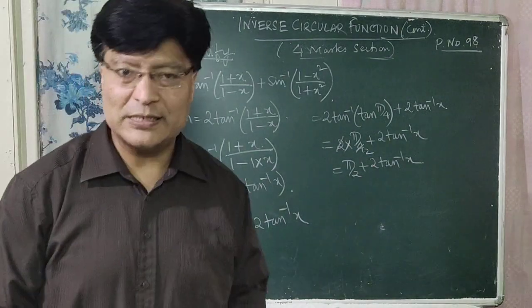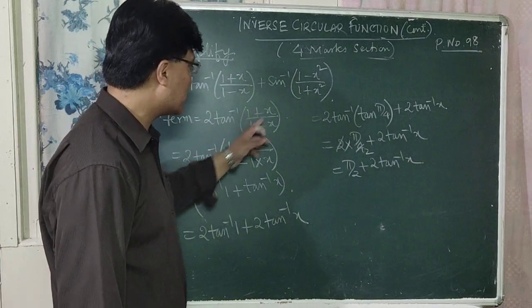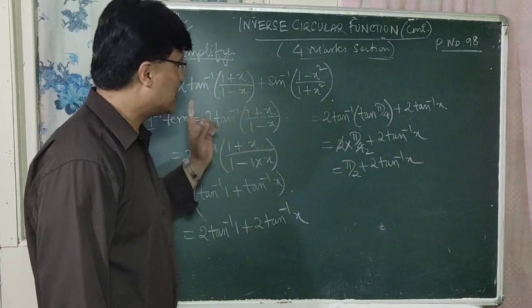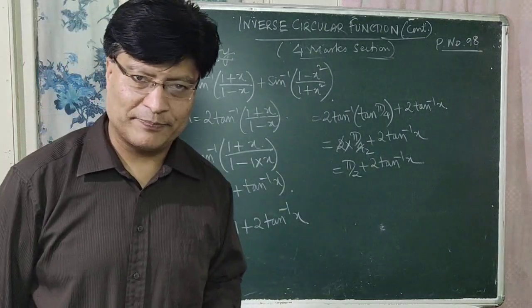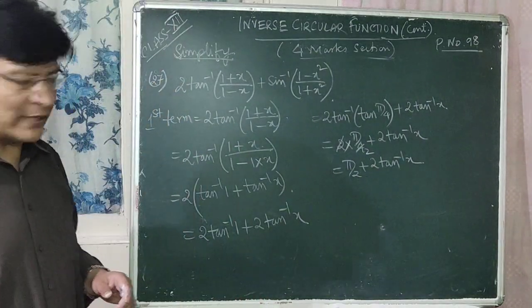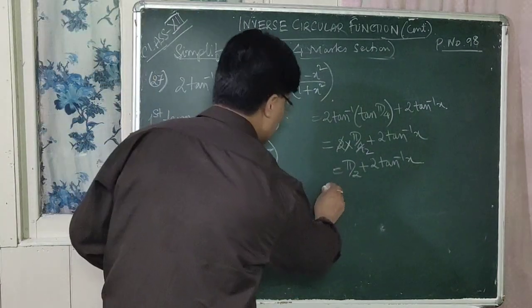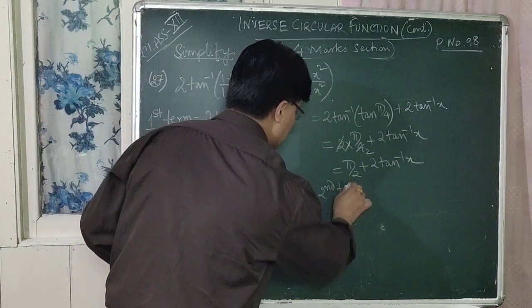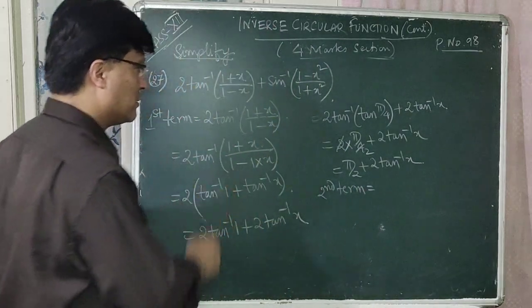So this is your first term. So first term is simplified. That is, what is the value for 2 tan inverse (1 plus x) upon (1 minus x)? Its simplified form is pi by 2 plus 2 tan inverse x. Clear? Now let us simplify the second term. So now let us write the second term. So here second term is equal to, what is the second term here? Write down the second term.